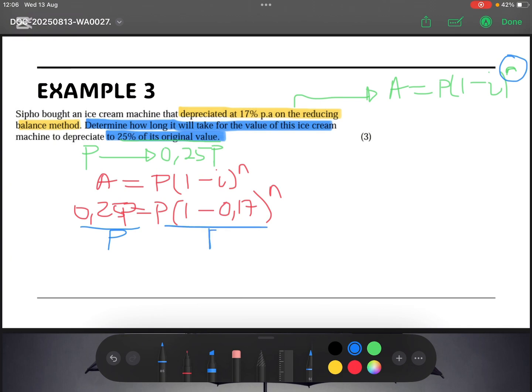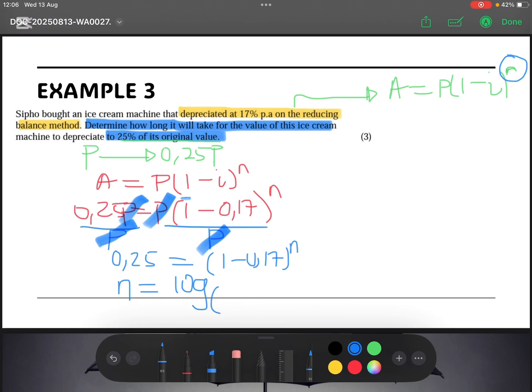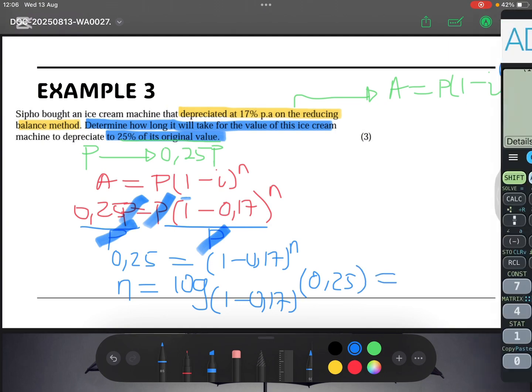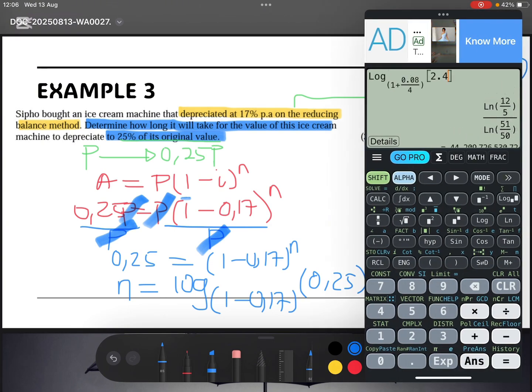Solving for the value of N, now we're going to divide both sides by P. So in this case, we'll have this divided by that and then this divided by that. So what are we remaining with? We now have 0.25 equal to (1 subtract 0.17) to the power N. So now we can solve for N using logarithm. Then we'll have N equal to log base (1 subtract 0.17) of 0.25. So now you can press your calculator from there to find the value of N.